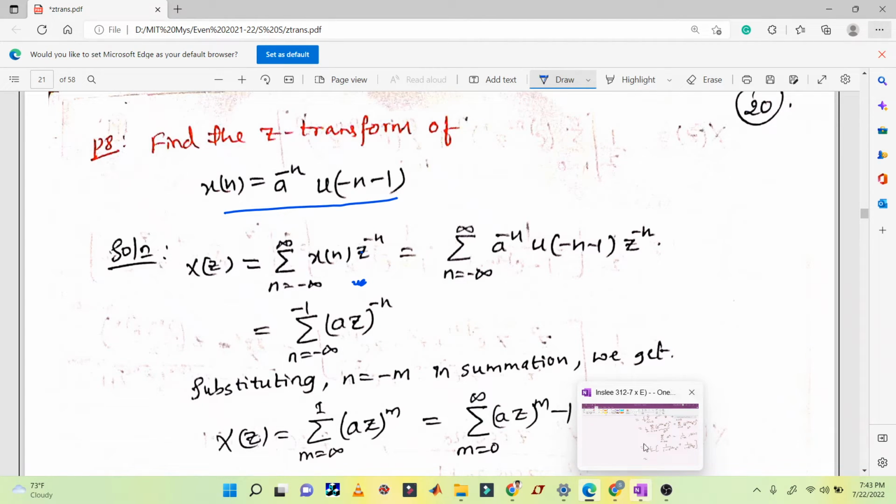Okay, this is the equation. A to the power minus n u of minus n minus 1. This you already know. This z transform is already calculated, but there minus of u of minus n minus 1 was there. Here it is plus u. That means the answer will definitely have a minus sign. Okay, remember. So this is the trick to remember certain standard z transforms.